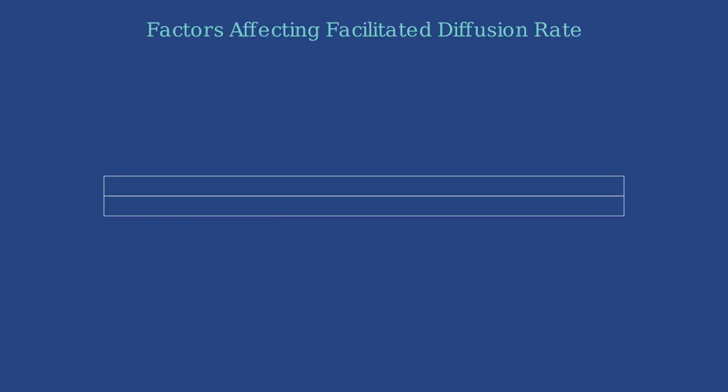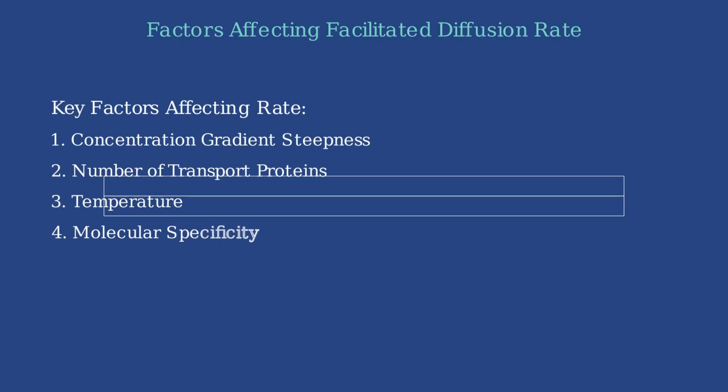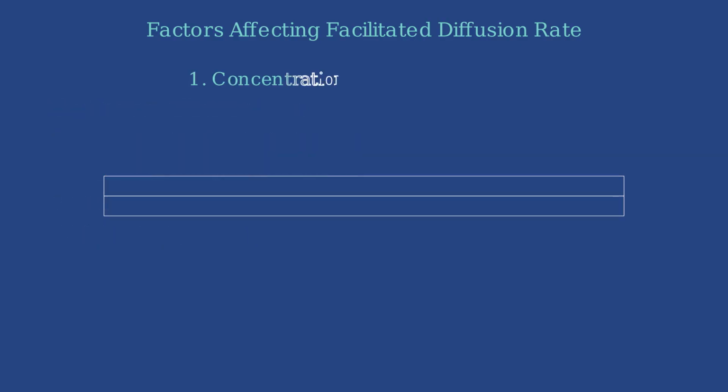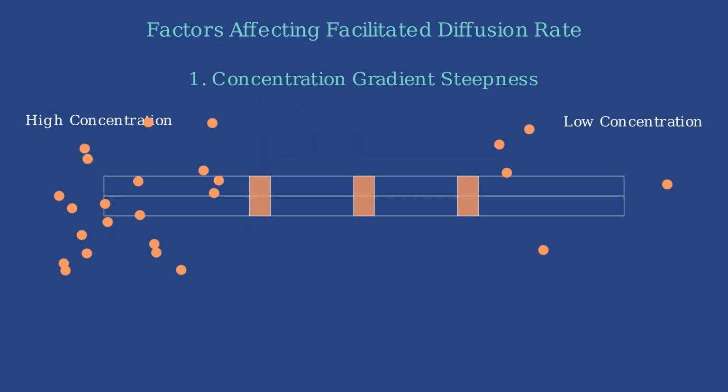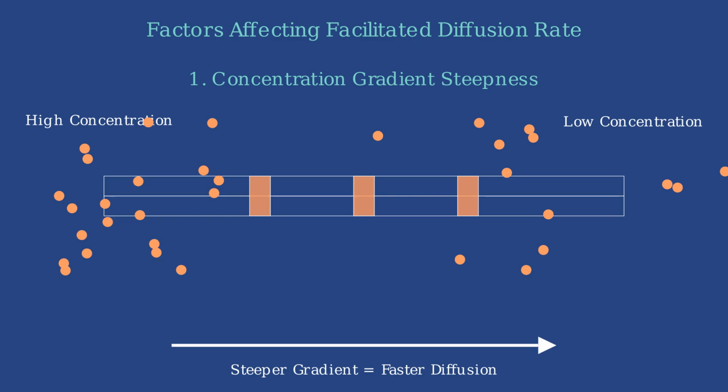Several key factors influence the rate of facilitated diffusion across cell membranes. Let's examine the four main factors that determine how quickly molecules move through transport proteins. The steepness of the concentration gradient is a primary factor affecting diffusion rate. A steeper concentration gradient, meaning a greater difference in molecule concentration between the two sides of the membrane, results in faster diffusion.